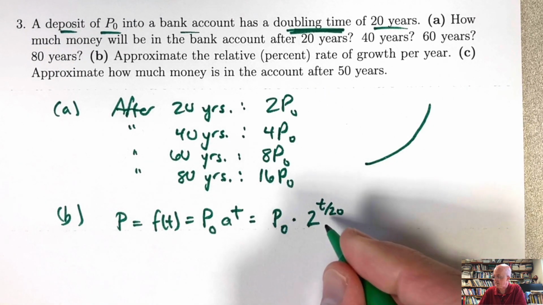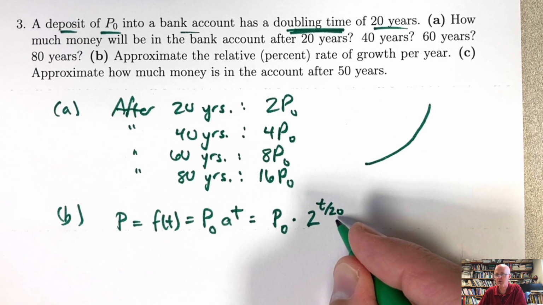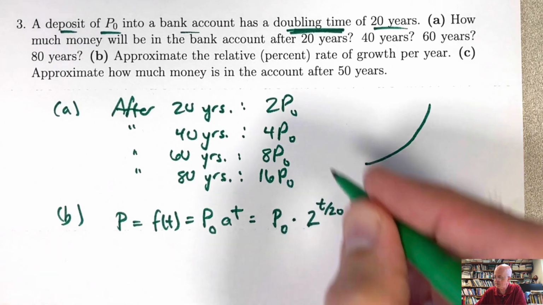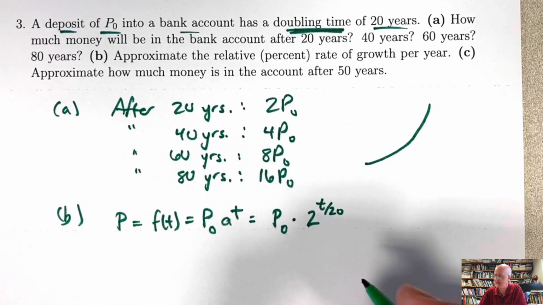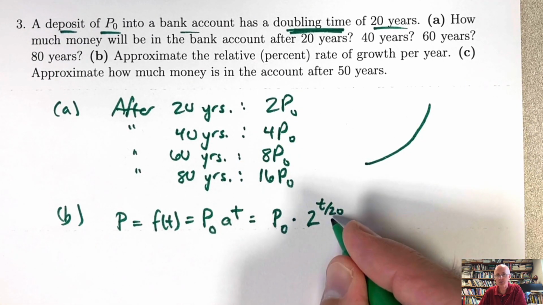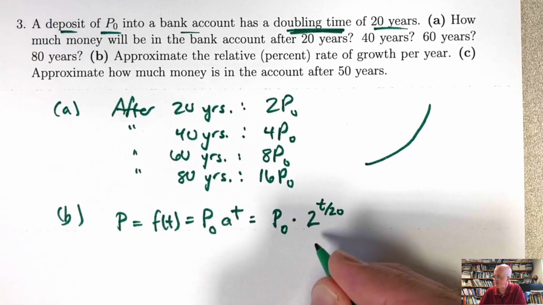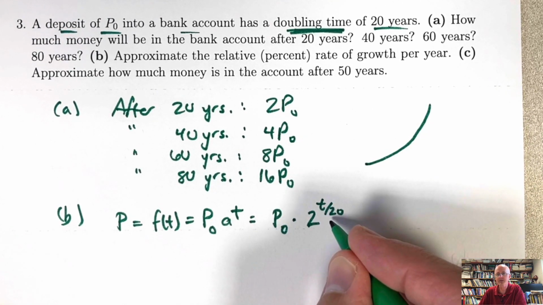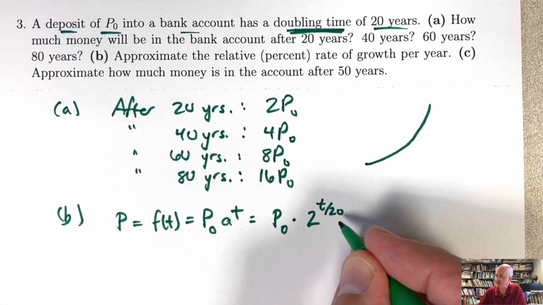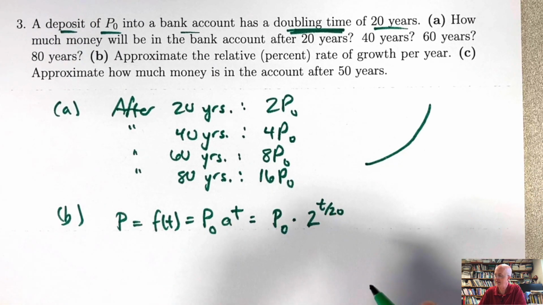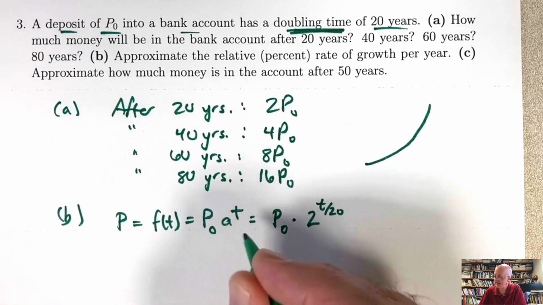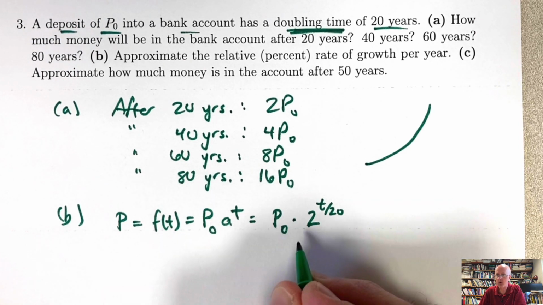After 40 years, if little t is 40, you get 40 over 20 up there in the exponent, which is 2. 2 squared is 4, just like you get a 4 there. After 60 years, 60 over 20 is 3. 2 cubed is 8, just like there's an 8 there. After 80 years, 80 over 20 is 4. 2 to the 4th is 16, just like there's a 16 there. It's a little trick to help you write the function. It's not in the exact same form as this, but it is equivalent.